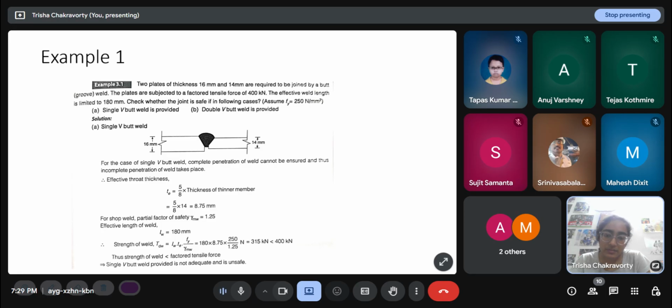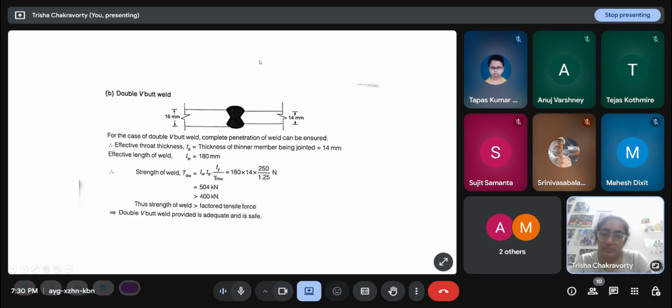And double V butt weld, when that happens, complete penetration is happening. So we have to take the dimension of the thinner plate. For the thicker plate, the dimension can never be greater than 14 because the thinner plate is the ultimate limit. So strength of weld here is 180 into 14 into 250 by 1.25, which is 500. So this is greater than 400.